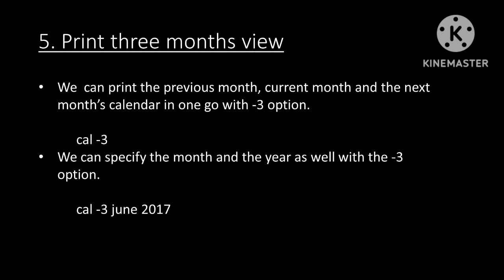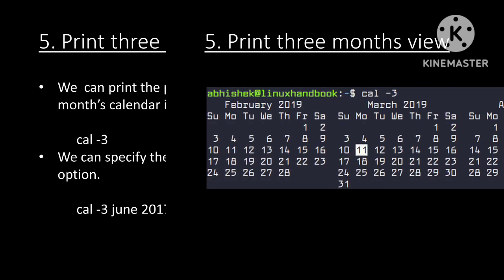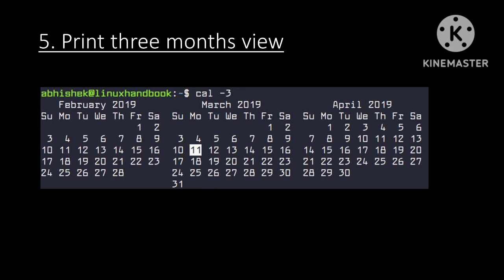There is an option in Linux where you can print 3 months. The 3 months means the current month, the previous month and the next month. Say the current month is March, then it will print February as well as April.